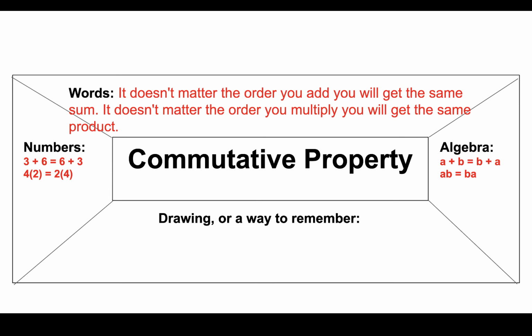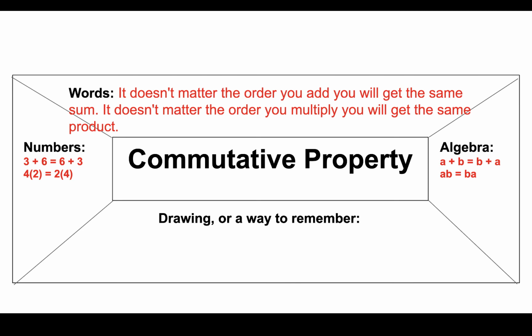Looking at it with algebra, we're just dropping variables into the expressions now. So we have a plus b, well, that's going to give you the same sum as b plus a. a times b, that's going to give you the same product as b times a. Go ahead and pause here and fill in the numbers and algebra example.